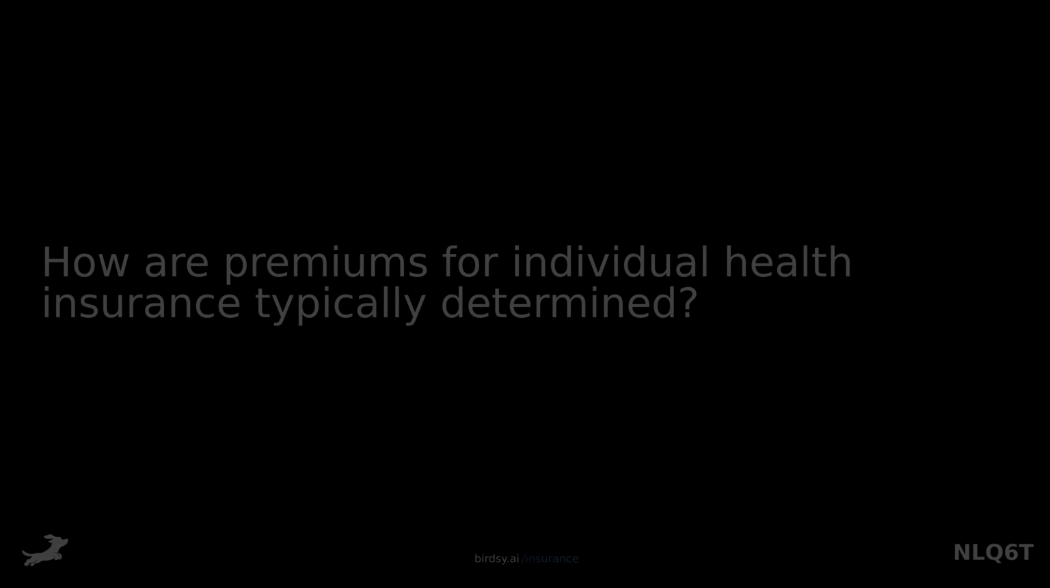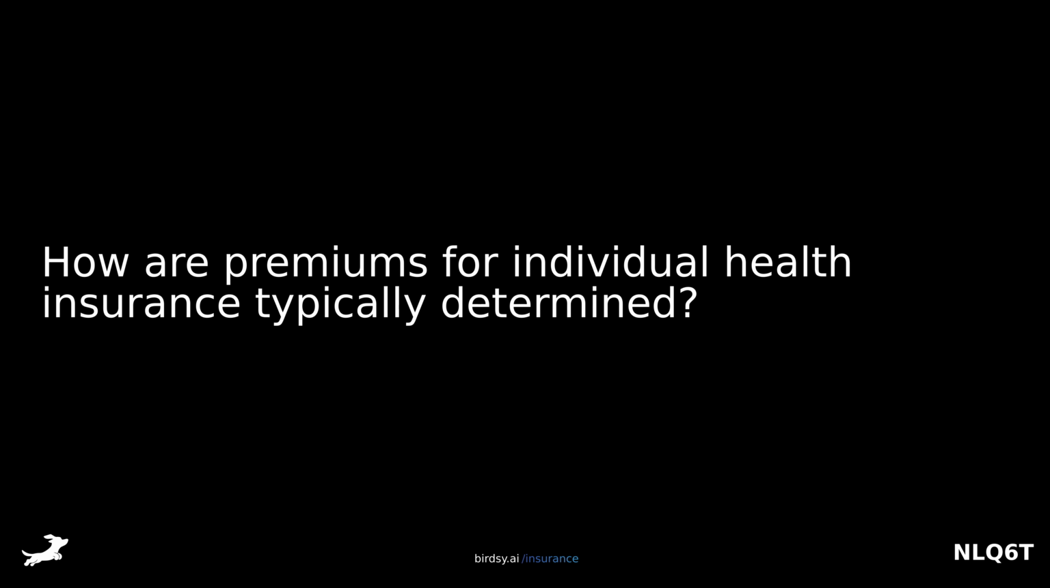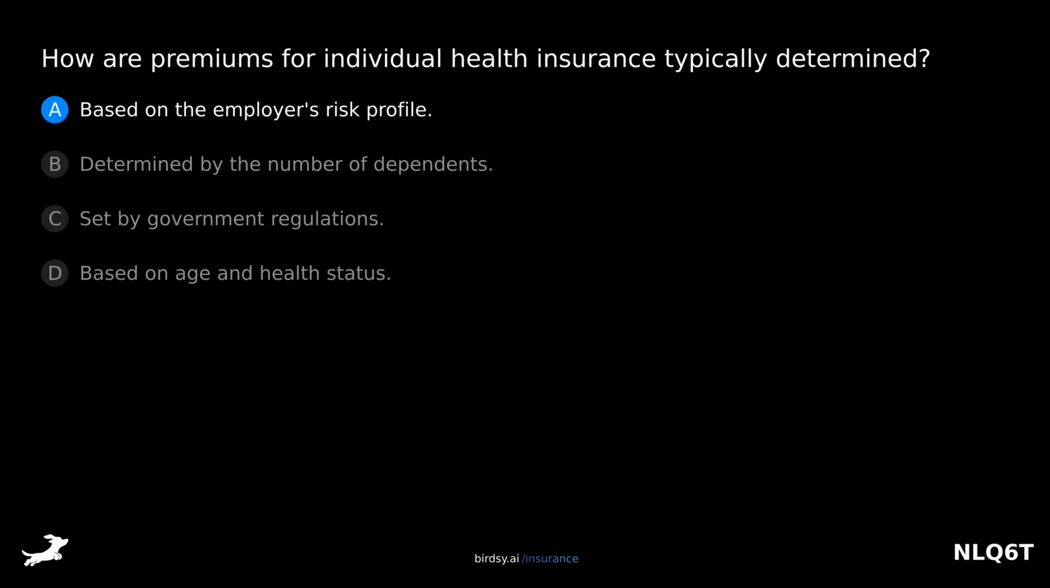conditions. How are premiums for individual health insurance typically determined? Is it A, based on the employer's risk profile? B, determined by the number of dependents? C, set by government regulations? Or D, based on age and health status? The answer is D. Based on age and health status.